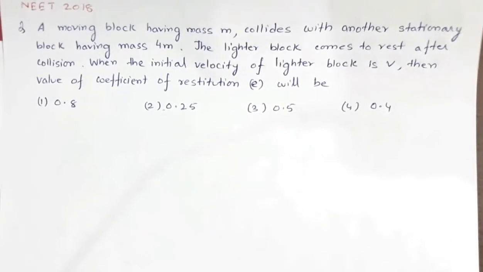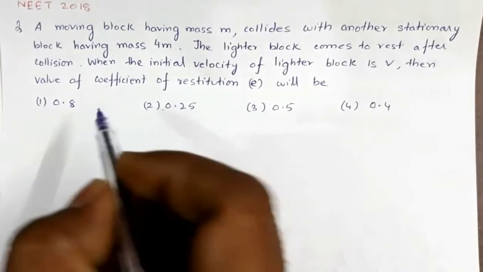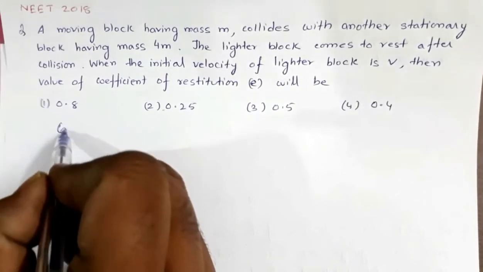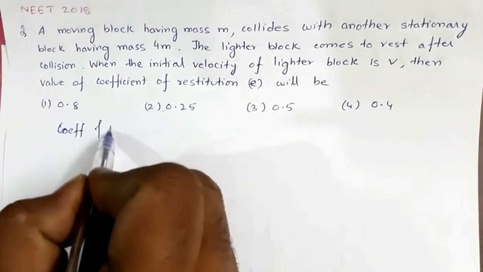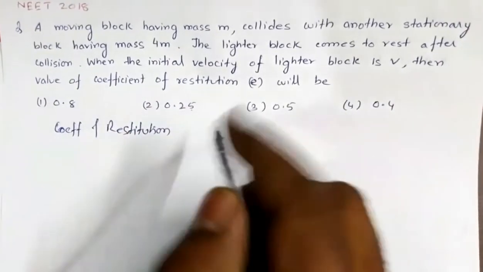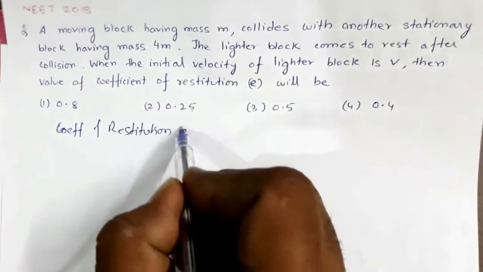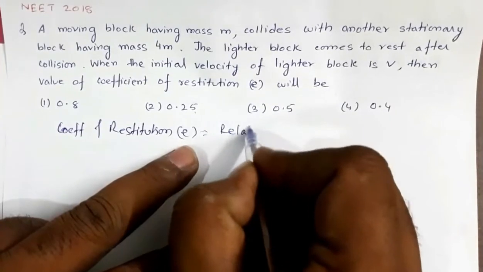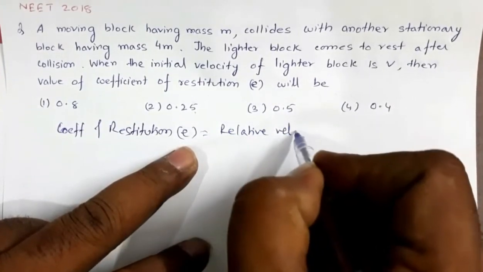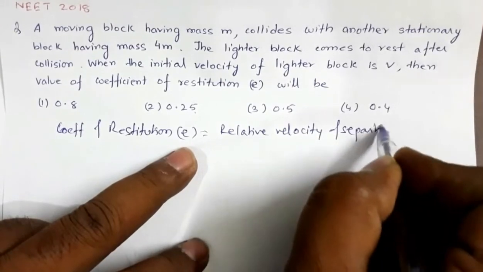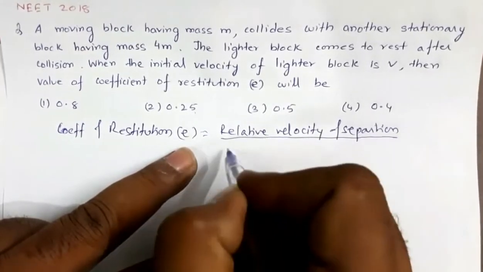So in this question we need to understand two concepts. One is we should know what is coefficient of restitution. Coefficient of restitution is denoted by the symbol E, and it is the ratio of relative velocity of separation to relative velocity of approach.